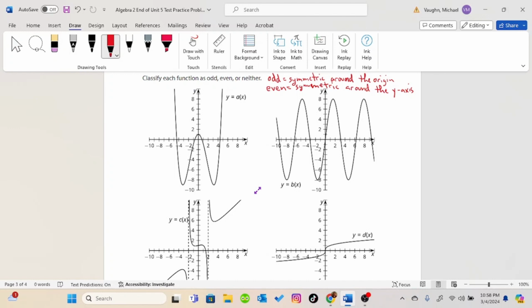So in the upper left, if I rotate this around the origin 180 degrees, I do not get the same image back. So it is not odd. But if I flip this sideways around the y-axis, I do get the same image back. So this one in the top left would be even.